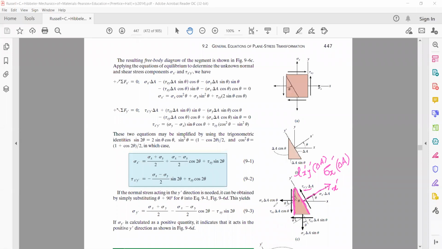Area of this face is delta A cos theta. How much is the stress acting along this direction? It is sigma x. Therefore, how much will be the force acting on this face? That will be sigma x delta A cos theta.